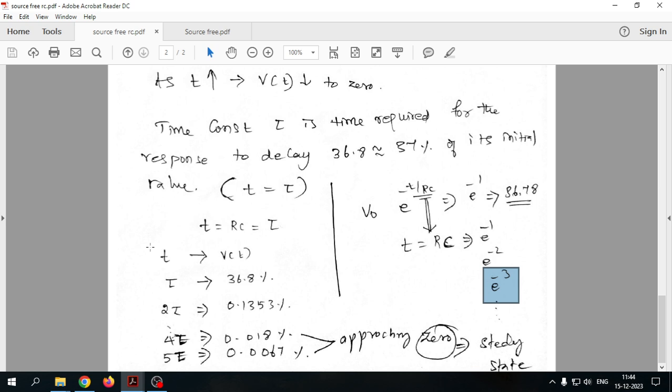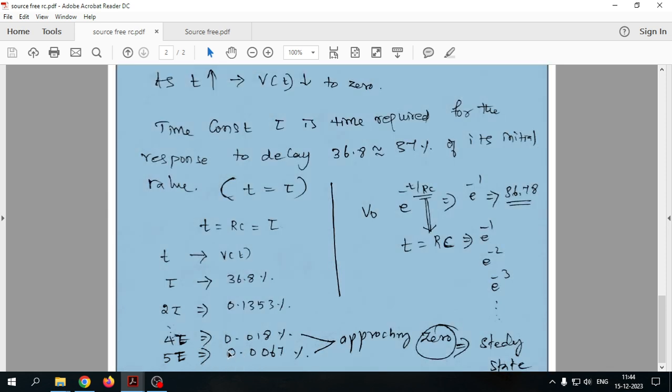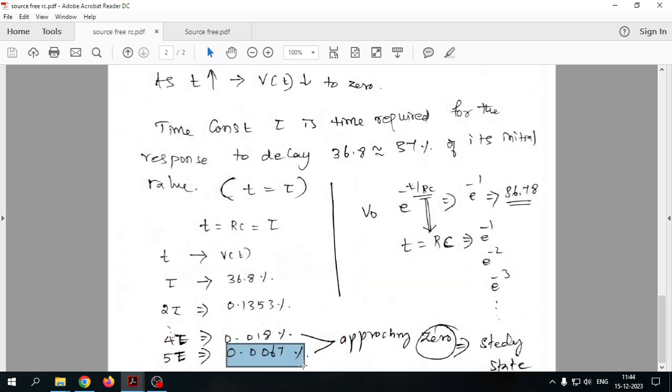So that is what has been given here, that for 1 tau it is 36.8%, for 2 tau, which means 2 RC, it will be 0.135, and for 4 and 5 it will be 0.0061. And you can observe one thing: when t is equal to single RC, we got e power minus 1, and the value is 36.78%. When t is equal to 5 times tau, which means 5 RC, the RC gets cancelled, you will get e power minus 5. For that value we have got 0.0067 percentage.